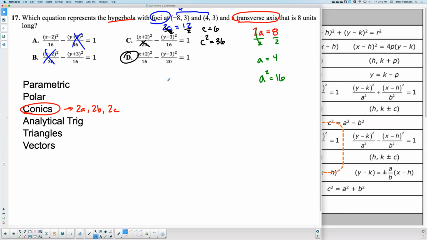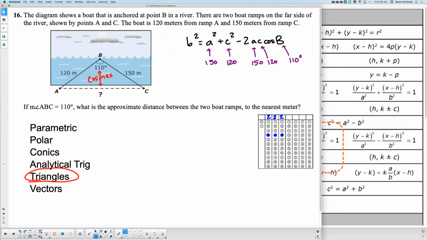By the way, this one was only scored correctly 58% of the time. We did see the last one. Oh, I did not, did I? 16, believe it or not, is low. 49%. Only 49% got that right.